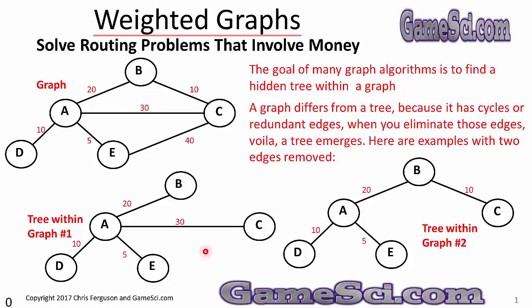Both of these are the same nodes, or vertices, but I removed a couple of edges to get rid of the redundancy, to get rid of the cycles, and what do you have? A tree. Tree within a graph number 1 and tree within a graph number 2.